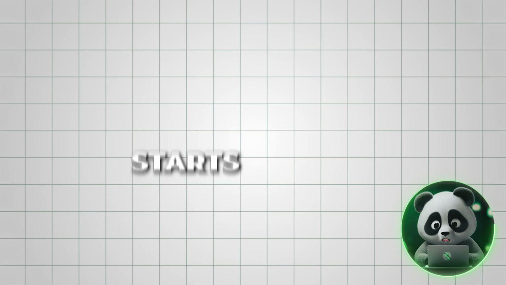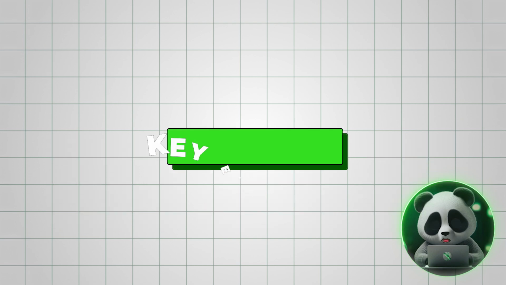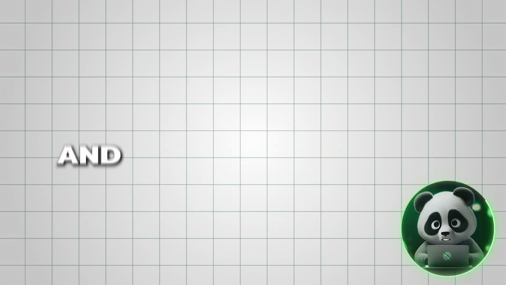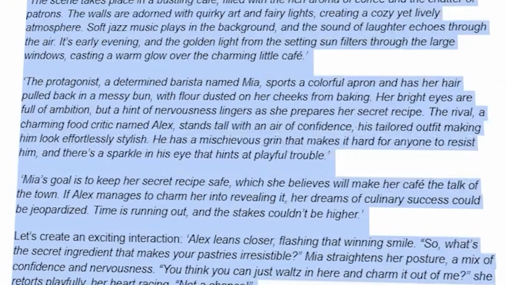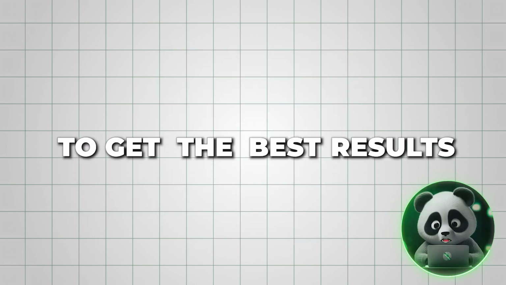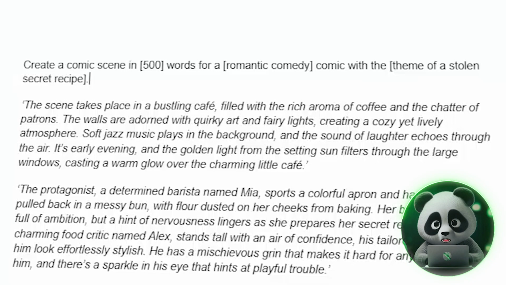Every good comic starts with a great scene, and to achieve that, we'll be working with key elements like the setting, characters, conflict, action, and either a cliffhanger or resolution. Here's the fillable prompt formula I recommend using for Dashtoon Studio to get the best results. I have also added this in the description below. Create a comic scene in 500 words for a romantic comedy comic with the theme of a stolen secret recipe.